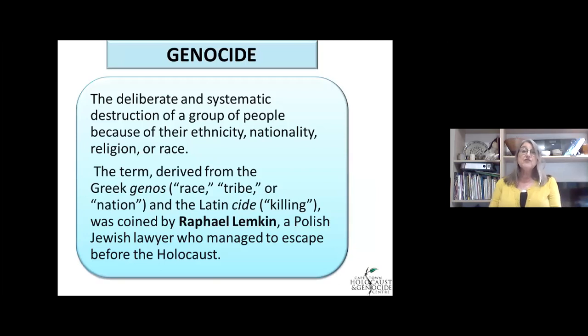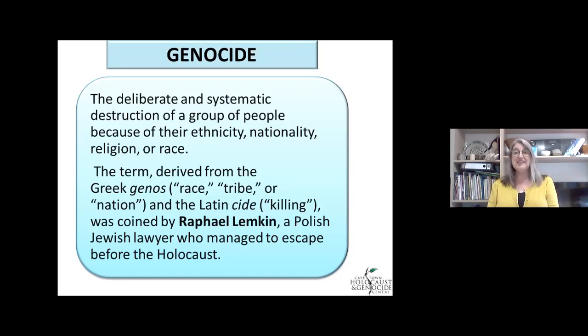Now, I've been using the word genocide quite freely, and I'd like to just unpack the word for you. A genocide means the deliberate and systematic destruction of a group of people because of their ethnicity, nationality, religion, or race. A genocide always has the backing of the government of the day, always, whether that backing is overt, which means you know the government is backing it, or covert, which means it's hidden.